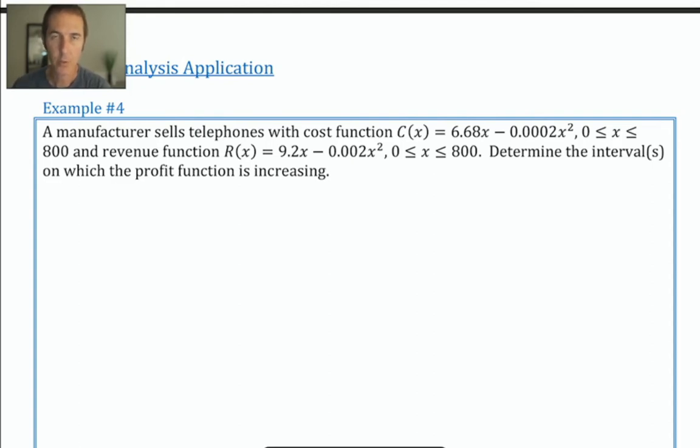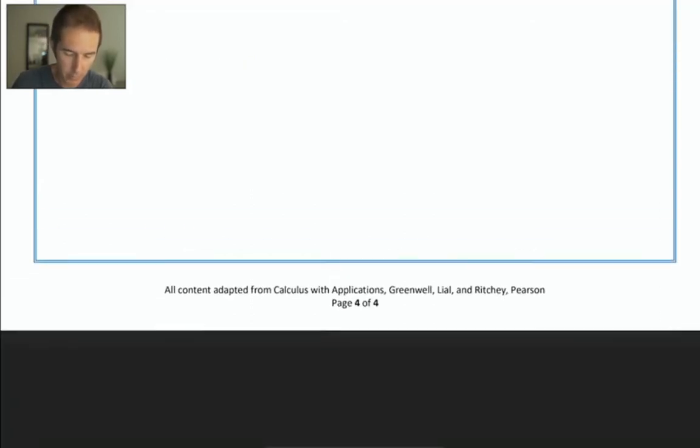That's a skill that if you haven't finished developing it yet, you need to develop it. You need to get to the point where you can read profit function is increasing, and to you that needs to say the first derivative of the profit function needs to be greater than 0. So we need to figure out the first derivative of the profit function. No big deal. Except we weren't given a profit function. So we need to develop a profit function.